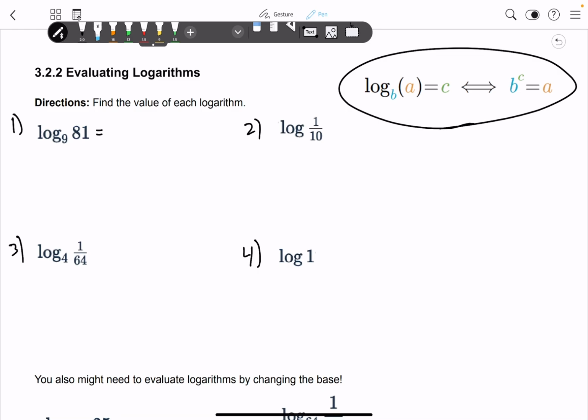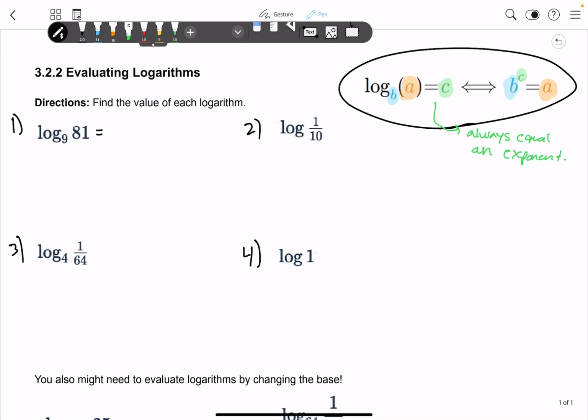Remember that the base of a log, think of that as the base of some number raised to an exponent. Logarithms are equal to whatever that exponent is. So logarithms always equal an exponent. And it's going to be the base raised to that exponent that gives us some number, and that's what we're taking the log of.